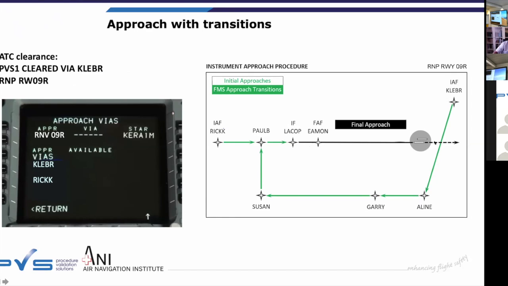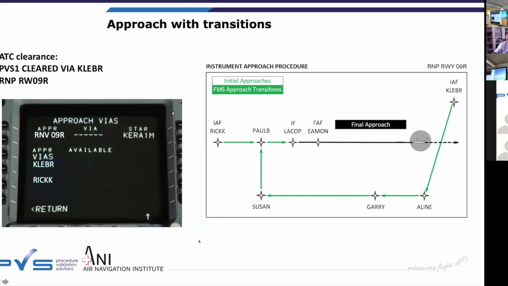Looking at the FMS first. It's the same concept as we have seen before. You select an approach and you select the approach transition. This is not exclusive. You can have stars with en route, common and runway transition, and additionally approach transitions, but you don't have to. The clearance for such would be PVS1 cleared by a Kleber RMP runway 09 right. There could be more before this. There could be a star with transitions too.